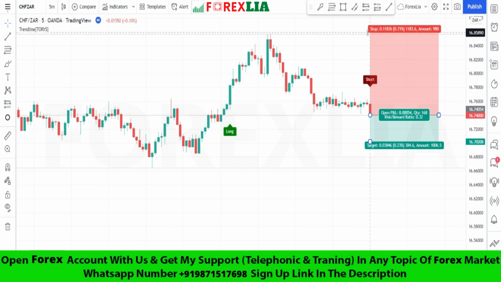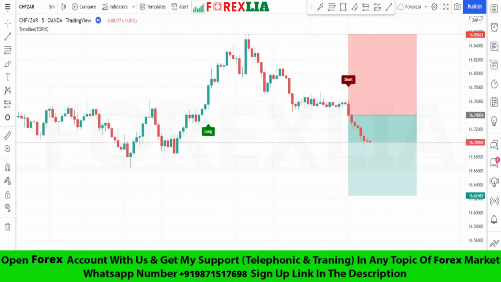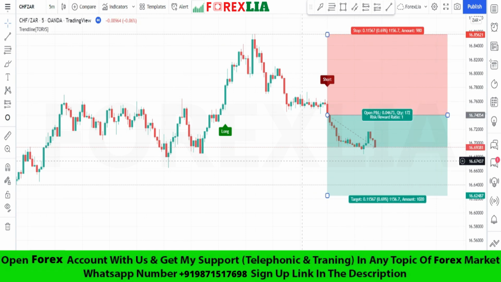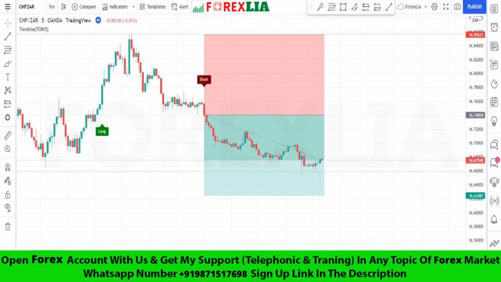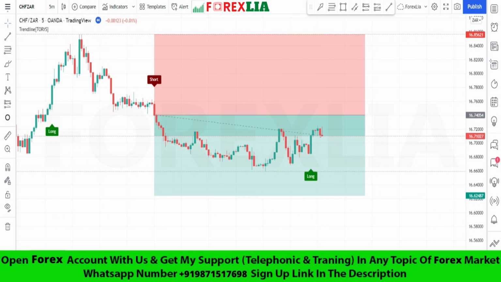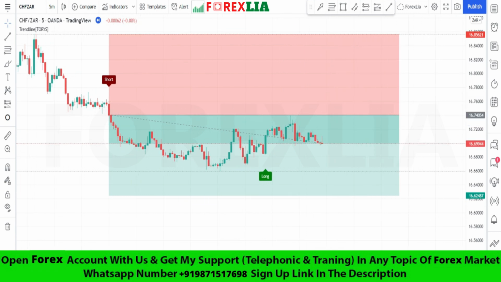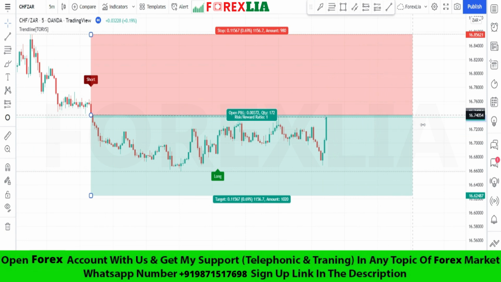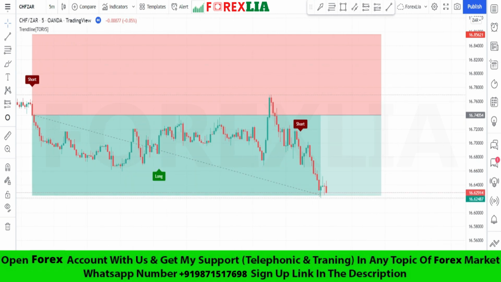Set stop loss at the previous high point. Set profit target 1:1. We won this trade.